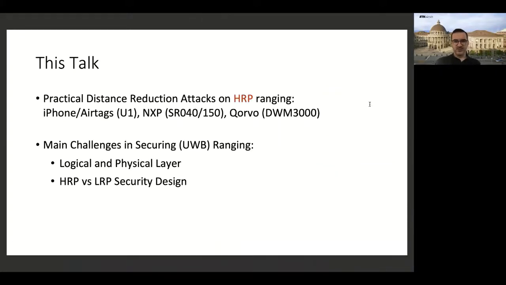In this talk, what I want to show you are practical distance reduction attacks on the HRP mode of ranging. This is a mode currently used by iPhone, AirTags, and in NXP chips and Qorvo chips. Qorvo is essentially Decawave technology, Decawave having been acquired by Qorvo. Then I will step back and describe the main challenges in securing ultra-wideband ranging in general, both from the logical and physical layer, and I will also compare the security designs of HRP and LRP.